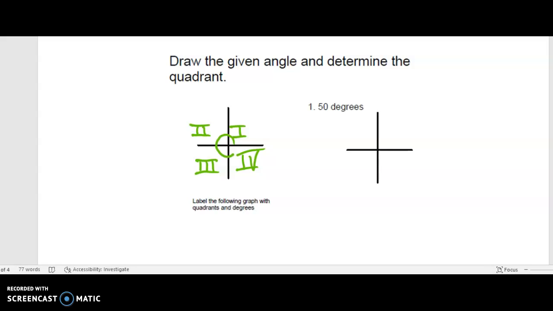We want to draw a 50-degree angle. So here is the initial side, and we're just going to eyeball it, and we're going to call that 50 degrees. And there you have it, a 50-degree angle. You can see the arrow points to the terminal side.